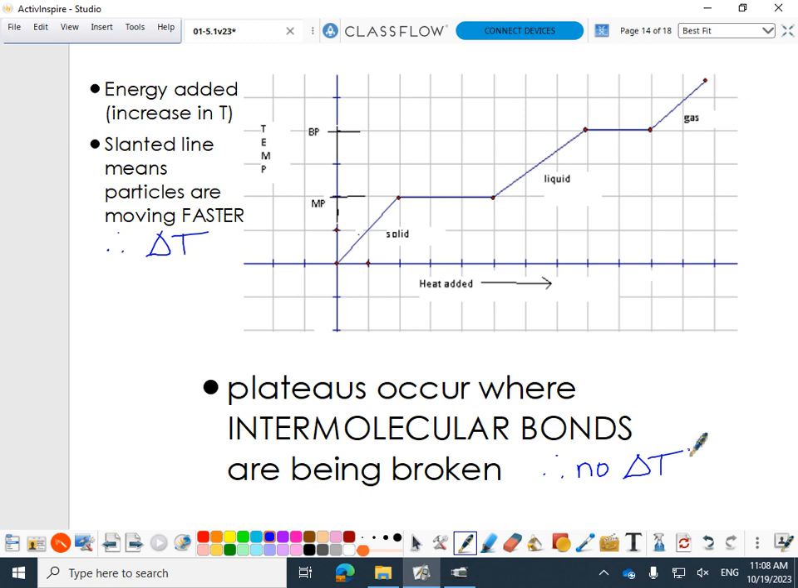So one of the differences mathematically in the formulas we're going to use is that one of them will have a delta T and one of them will not. If you don't like the word plateau, it's just a fancy way of saying the flat lines. So we're still adding energy, but the temperature over a period of time would not be changing.